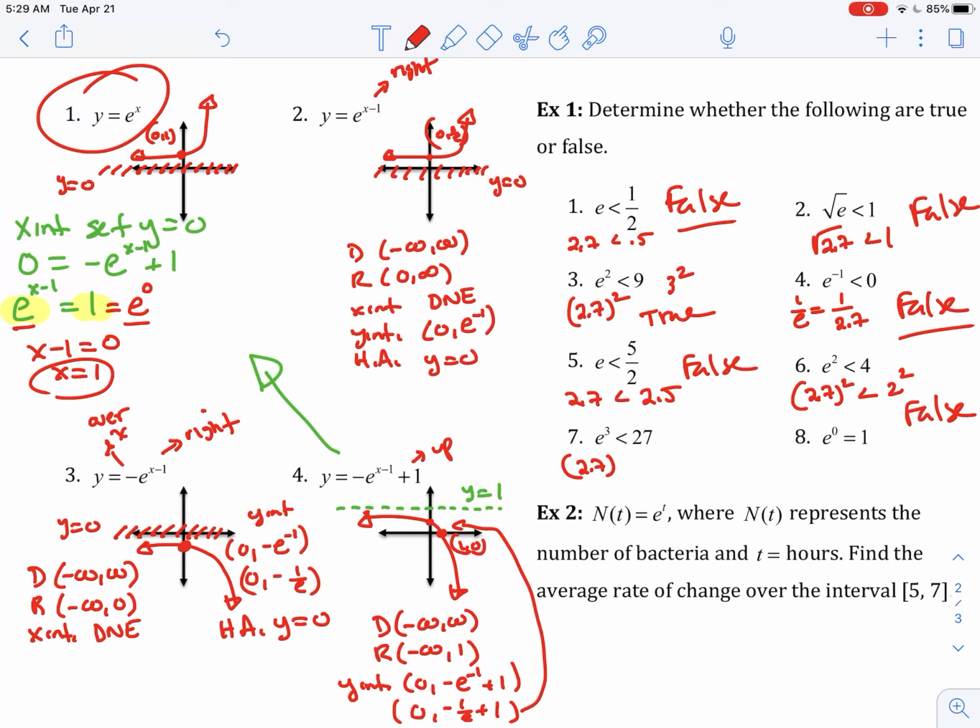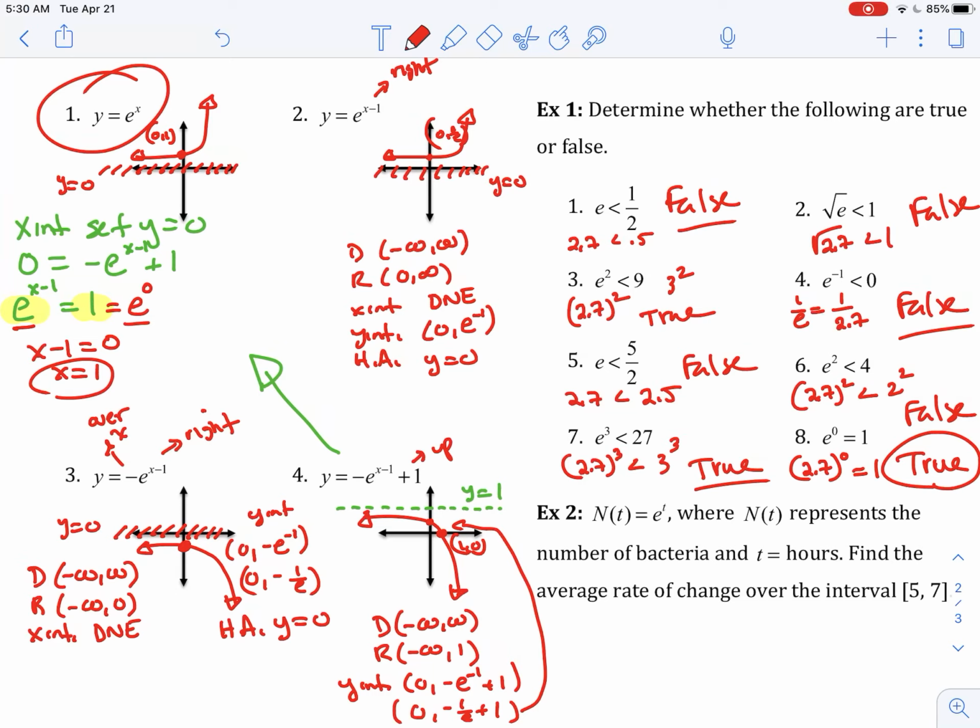E cubed, or 2.7 approximately cubed. Is that smaller than 27, or 3 cubed? Well, 2.7 is smaller than 3, so yes, that would have to be true. And lastly, on 8, e to the 0 equal to 1, or approximately 2.7 to the 0. Well, anything raised to 0 we know is equal to 1, so yes, that is true.